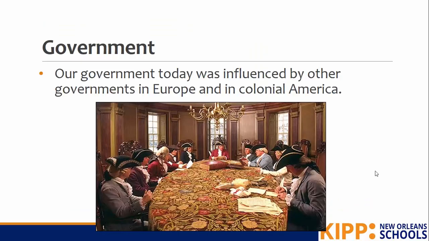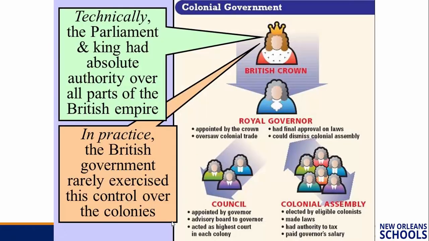Our government today was influenced by other governments in Europe and in colonial America. So our government today didn't just come out of nowhere. We borrowed ideas from previous governments in Europe and from the governments that we found in our colonies when we were just the 13 American colonies. So this here is a picture of what Parliament would have looked like during colonial times. That was a British government body where elected officials would come together and vote on things.